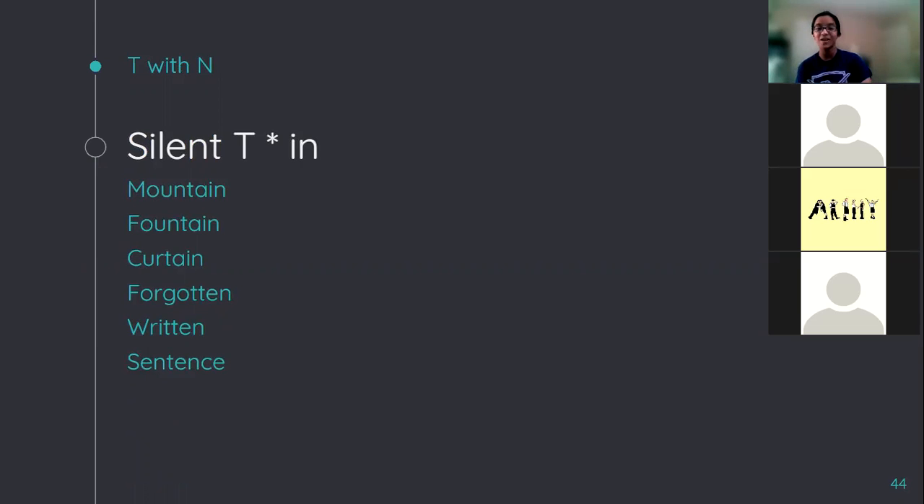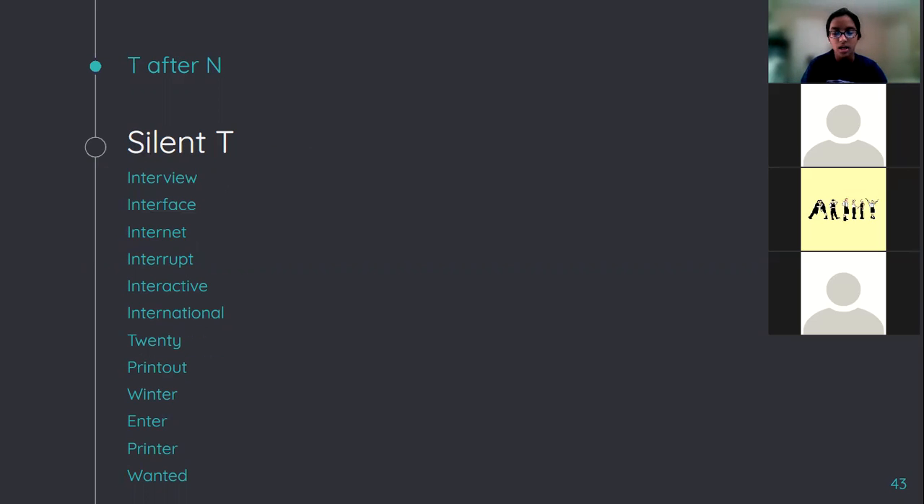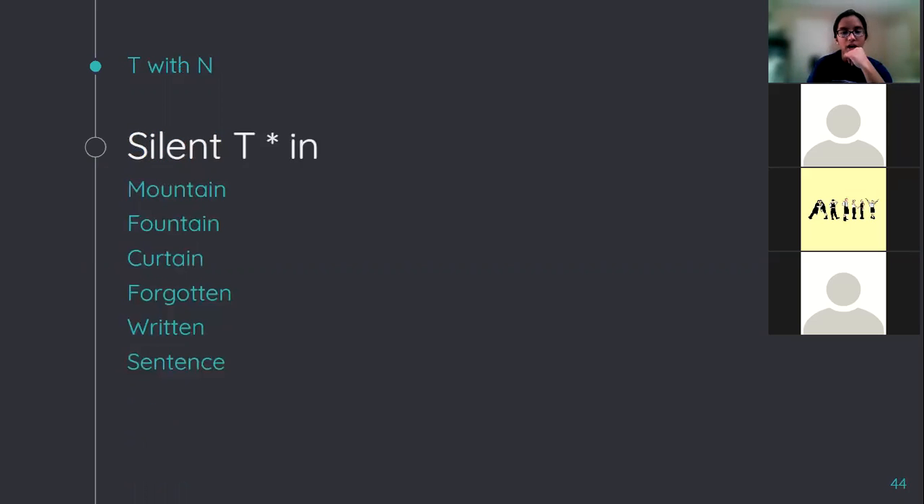The next one is also the silent T, but unlike the previous ones, where the T comes after the N, this one is when you have an A-I-N ending. Basically how this would work is, okay, Rijo, how would you pronounce this word right here? Mountain. So yes, some people might pronounce it fully, and I guess that's how you would say it in an Indian accent. But in an American accent, you would say it as mountain, with a silent T.